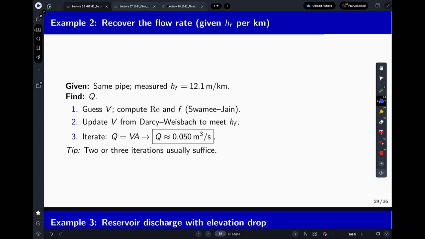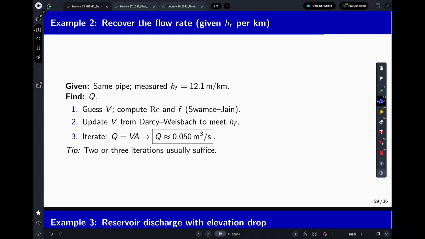Guess velocity, compute Reynolds number and f. Again, I'm putting Swamee-Jain. I just think that looking at the two forms of the equation, I'm less likely to make a calculator error with Swamee-Jain than I am with Haaland. With Haaland, I need to remember I have 1 over square root of f, and for Swamee-Jain, I just have f. And so the fact that I can write it very quickly means that my solution gets a lot easier.